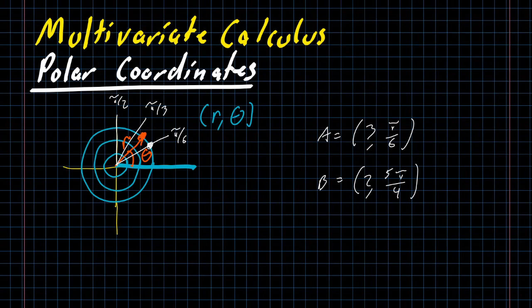All right, if I want 2 and 5 pi over 4, well, I remember that 4 pi over 4, or pi, is right here. 6 pi over 4, or 3 pi over 2, is straight down like that. So halfway between is going to be the angle 5 pi over 4. And then 2 rings out on those concentric circles is a distance of 2. So there's point A and there's point B.